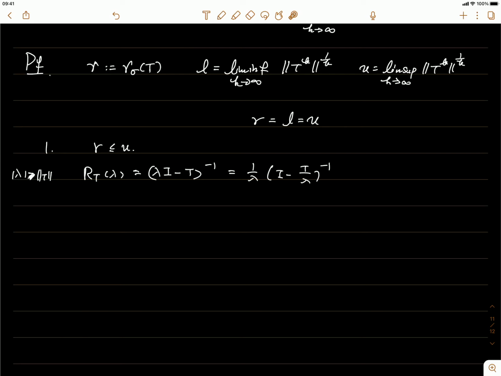And I know that this thing has a norm smaller than 1, so I can take the Neumann series, which is the sum of (T over lambda) to the power k, k from 0 to infinity. And then I put the lambda inside, which is T^k over lambda^(k+1), k from 0 to positive infinity. Okay?